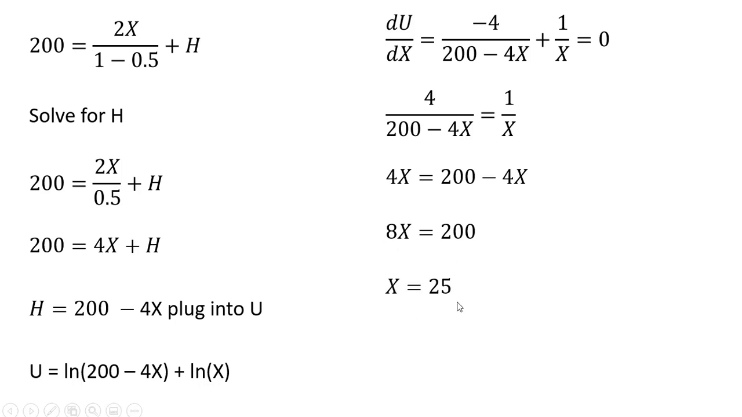X will equal 25. And here we'll see the effect of the favorable tax treatment on health insurance. The consumer or worker will now buy more units of health insurance. Okay, that's it.